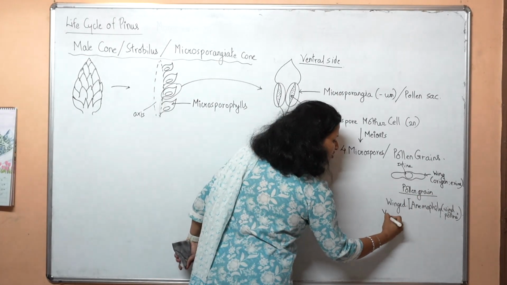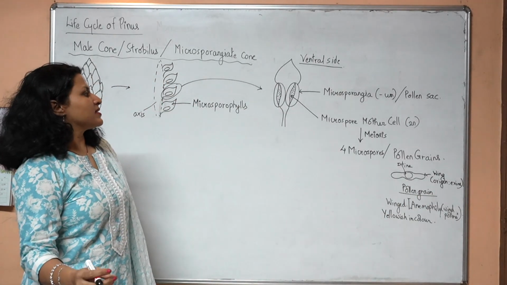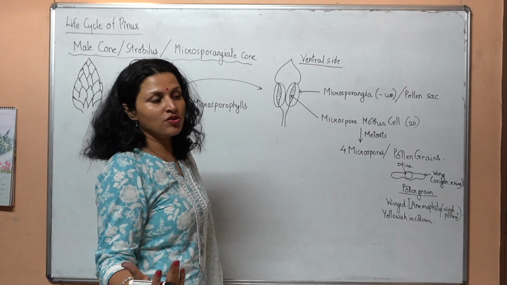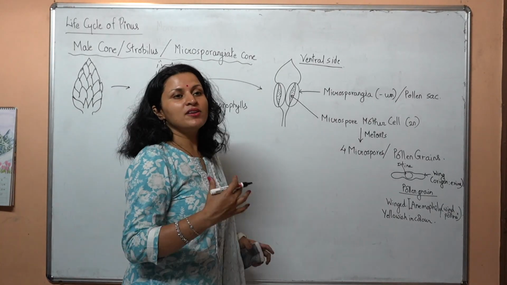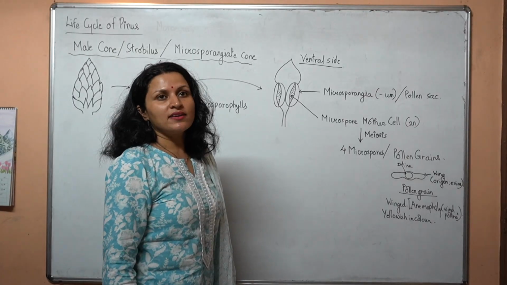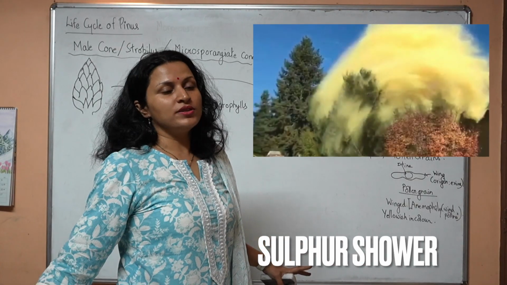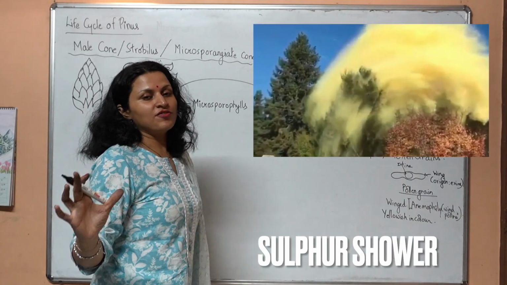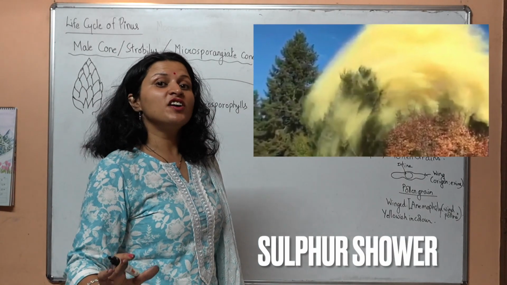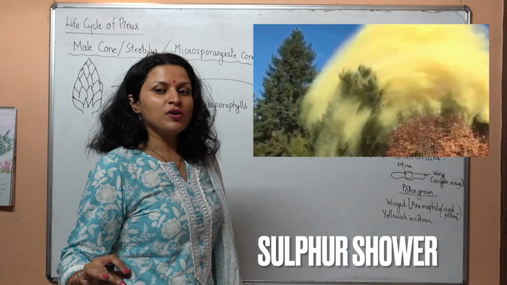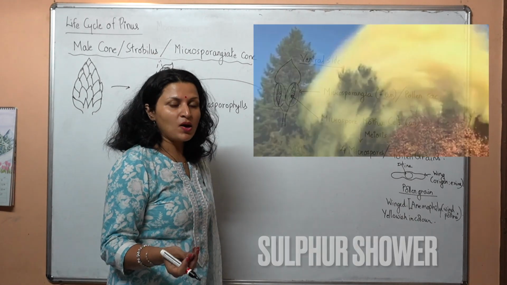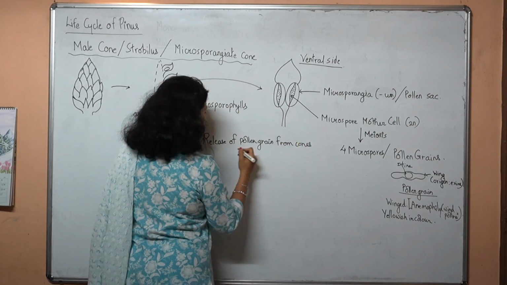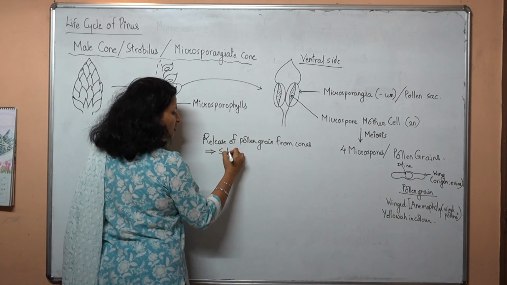They are yellowish in color, and once these pollen grains are matured in the microsporangia, they are liberated out of this male cone. Once they are liberated, it will appear like a yellow colored cloud over the trees, as if it's yellow colored smoke. Such a phenomenon is known as sulfur shower. Why sulfur shower? Because sulfur is a yellow colored powder. The release of pollen grains from cones is called sulfur shower.